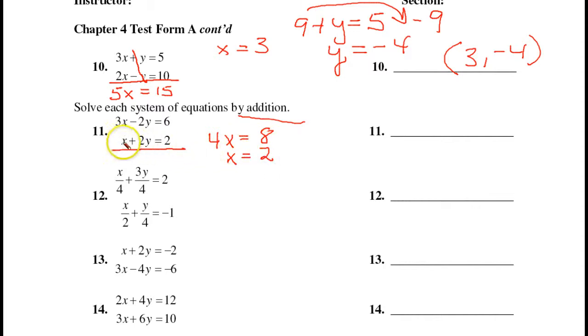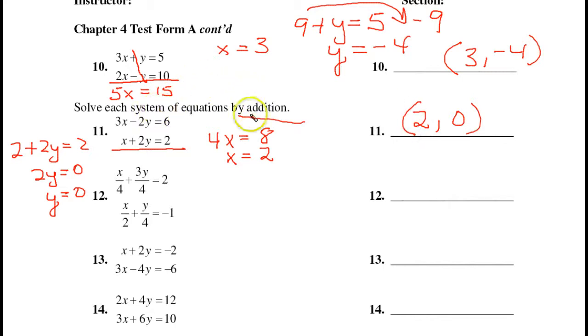If x is 2, we can use either equation. Use this one. 2 plus 2y equals 2. Notice the 2's will subtract out, and we get 2y equals 0. So y equals 0. So our ordered pair for number 11 is going to be 2, 0.